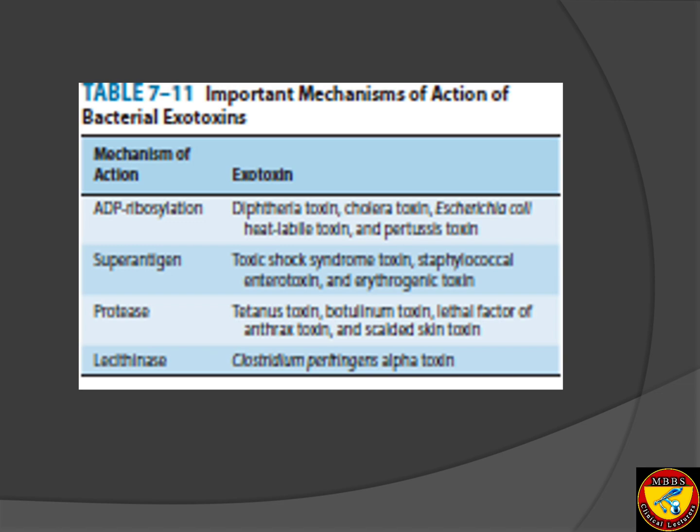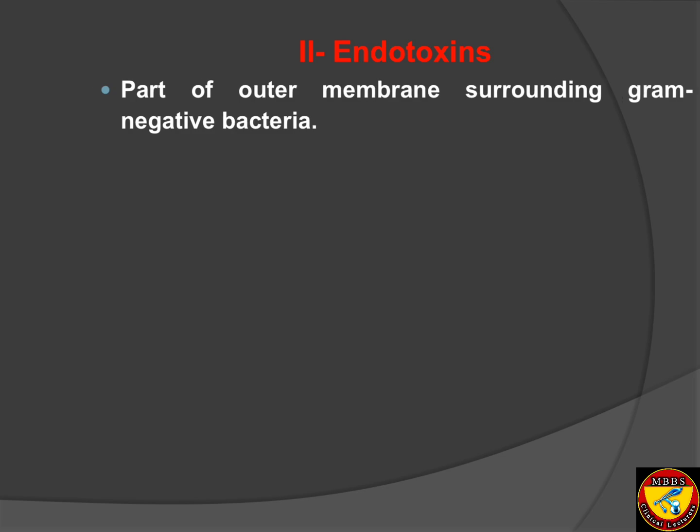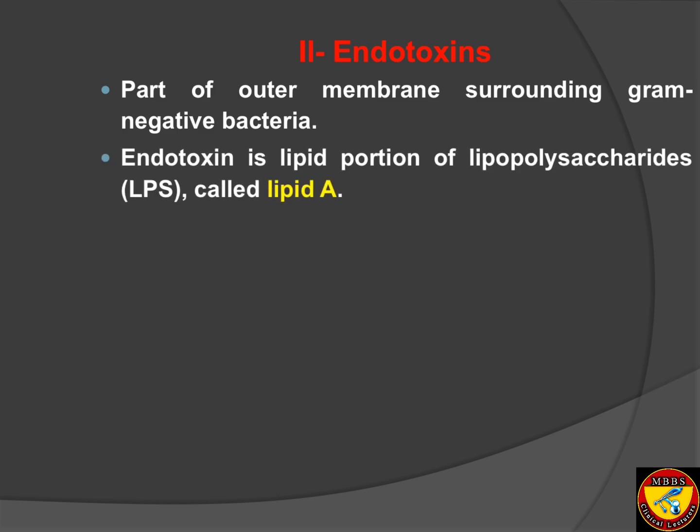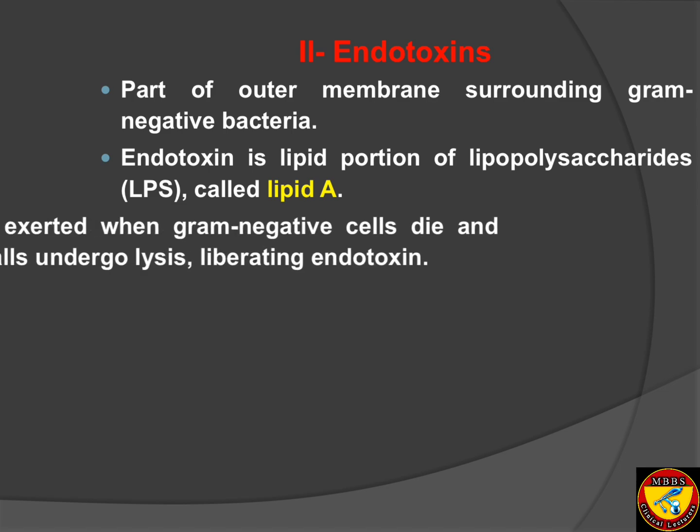Again, another book picture from Levinson, which shows different modes of action of the different exotoxins. Now coming in depth to the endotoxin. We already discussed the exotoxin. Now we are going to talk about endotoxin. Endotoxins are part of the outer membrane surrounding gram-negative bacteria. And these have a lipid A portion, which is the toxic part of these lipopolysaccharides.